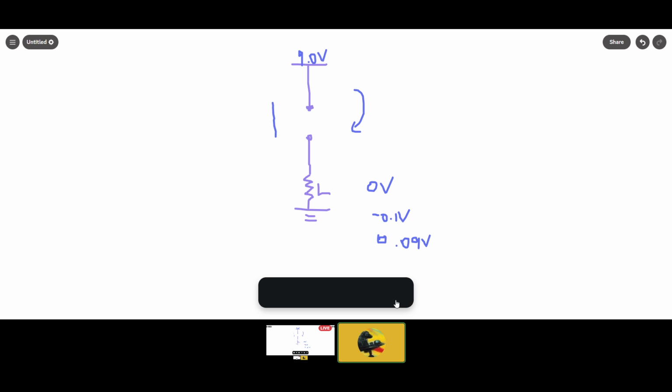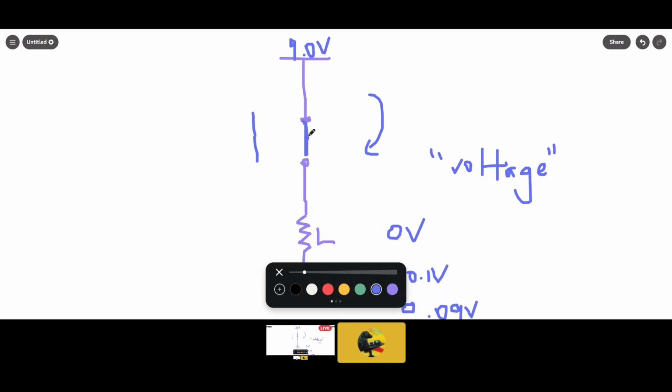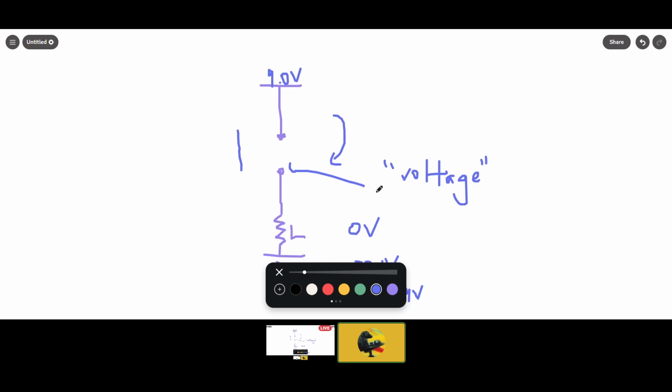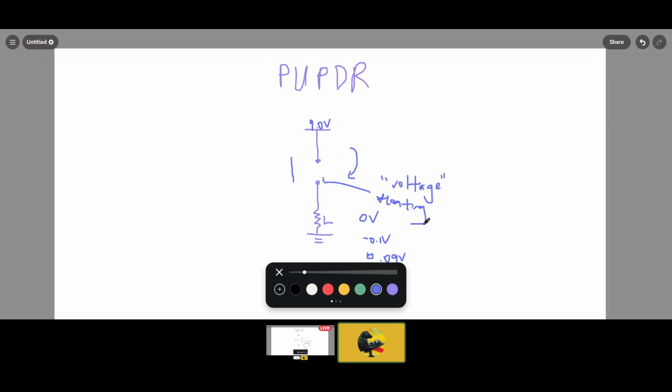One thing to note is that when you have voltage being supplied to a component that's not being tied down, this is known as a floating voltage. It's floating, okay? It's floating. And this is undesirable for delicate systems.